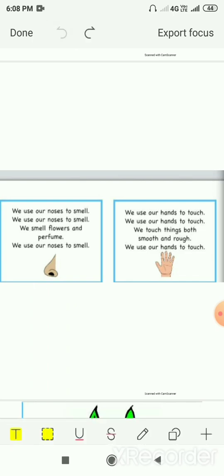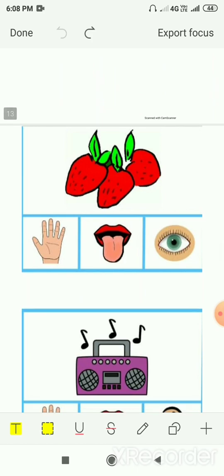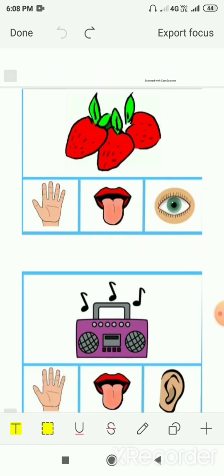So here now some matching activities are there, so you can try this, match this object with the organ. By using what organ can you find or feel this object? So first is strawberry. How will you taste the strawberry? By which organ? So by tongue you can taste the strawberry.